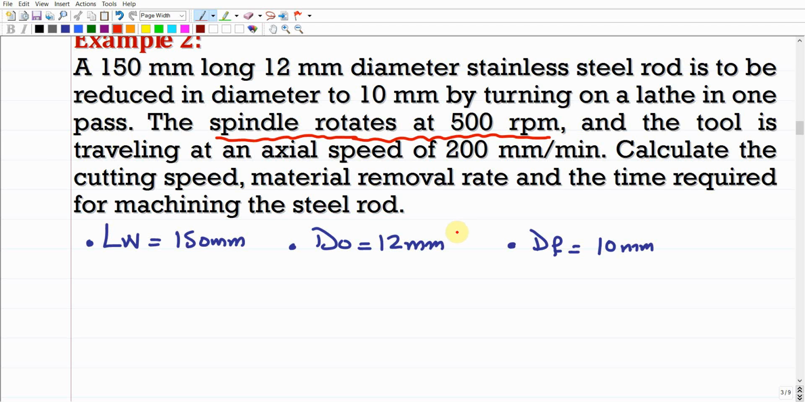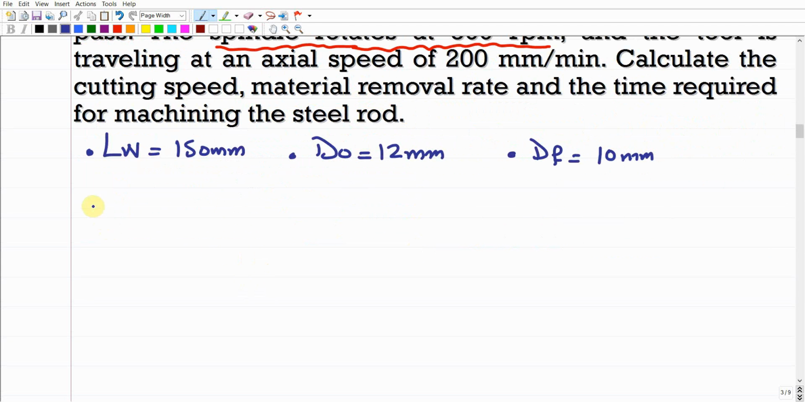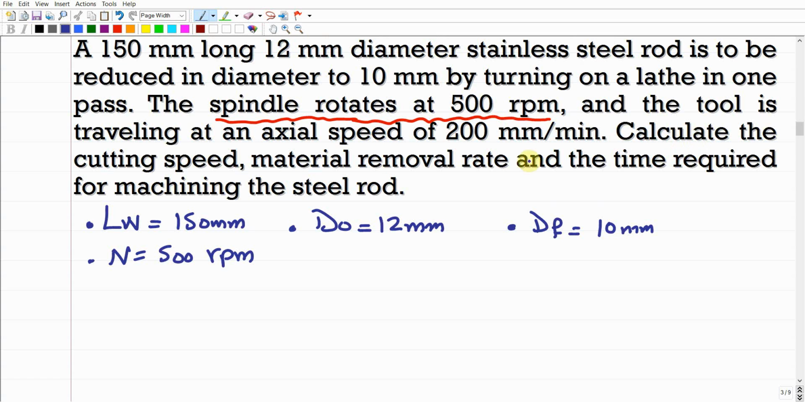We said that the cutting speed would be given in terms of V or N, depending on the unit. Stick to the unit. It is RPM, which means that this is N. So N was given by 500 revolutions per minute. And the tool is traveling at an axial speed of 200 millimeter per minute. So the travel of the tool, this is the feed motion, right?